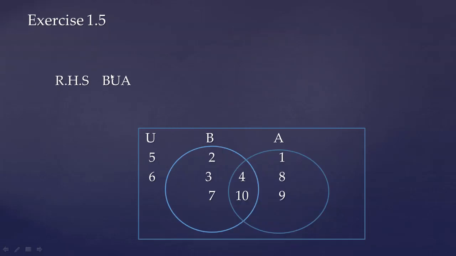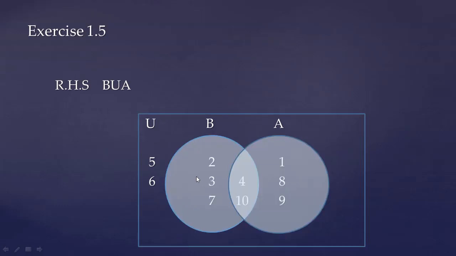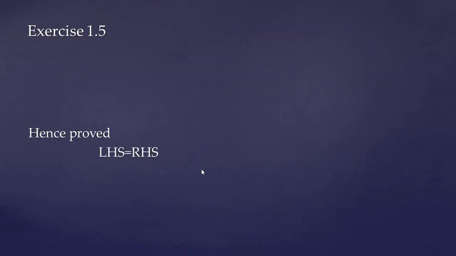For the right hand side, we have to find B union A. The same figure with the same values. The shaded portion represents B union A. We can see from both diagrams, we conclude that A union B is equal to B union A. Hence proved, left hand side is equal to right hand side.